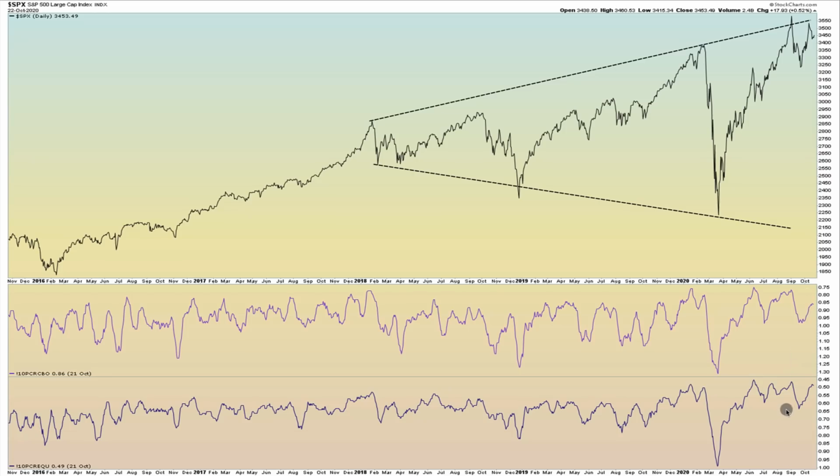Now, when you look at the CPC, which is just the equity side of things, yeah, retail traders are more bullish than ever right now.